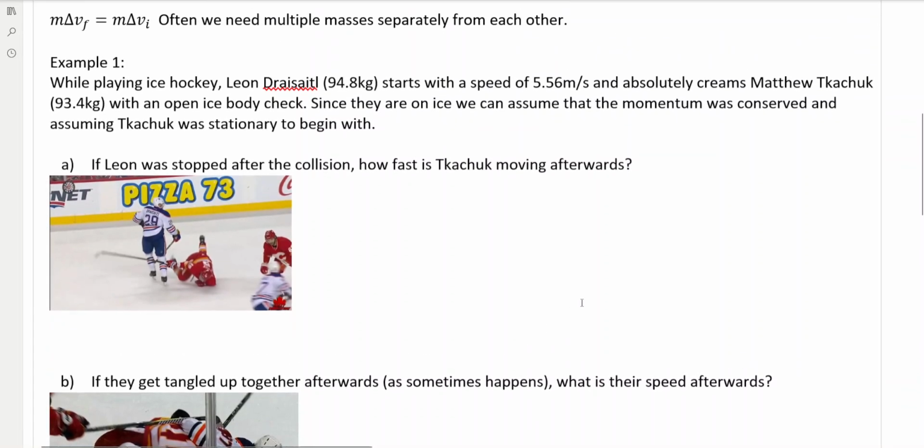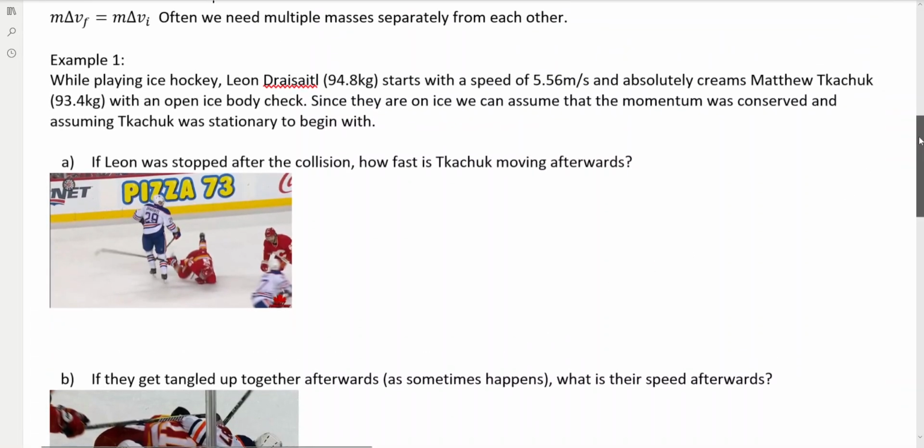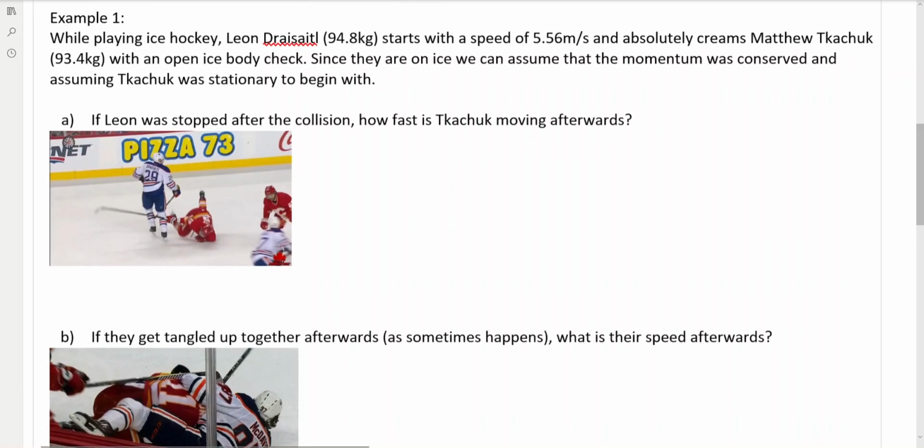While playing ice hockey, Leon Draisaitl starts with a speed of 5.56 meters per second and absolutely creams Matthew Tkachuk, who is 93.4 kilograms. I Googled those values as of whenever I Googled them. That is as accurate as I could get. With an open ice body check. Since they are on ice, we can assume the momentum is conserved, although yes, there will be friction. Assuming Tkachuk was stationary to begin with.